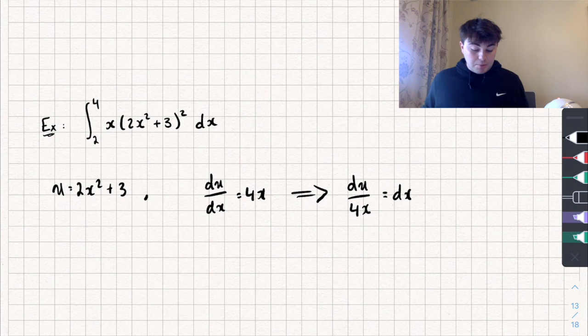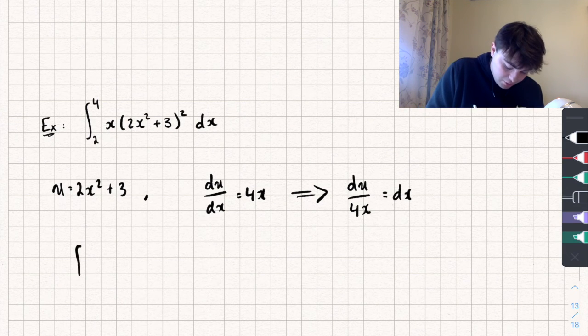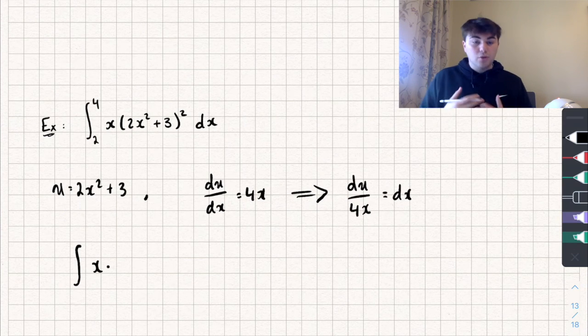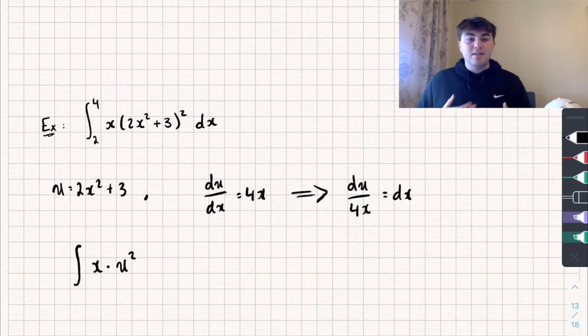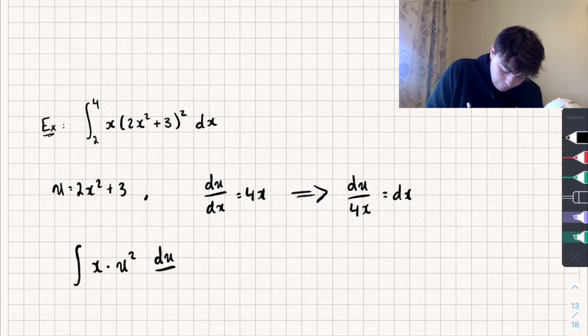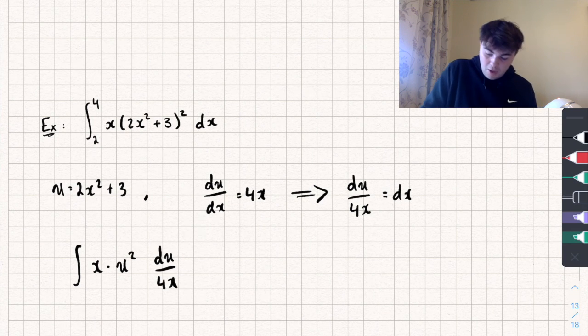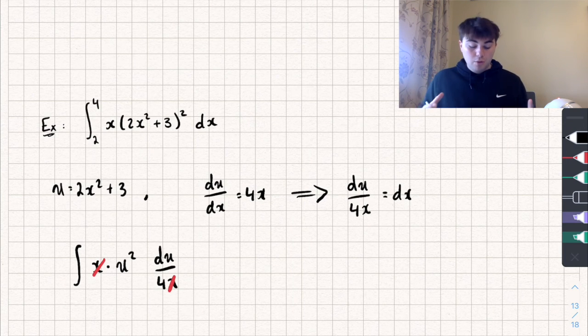From here, I'm just going to substitute everything I know into the original integral. For now, I'm going to leave the limits alone. I'm not even going to write them in, because we'll change them in a second. So we've got the integral of x multiplied by, well, 2x squared plus 3 is equal to u, so x multiplied by u squared. And we have that dx is equal to du divided by 4x, so we write in du divided by 4x there. You'll see that these x's cancel out, and now we have an integral in terms of u with respect to u, which is what we wanted with the substitution.